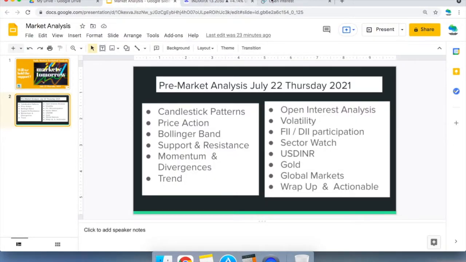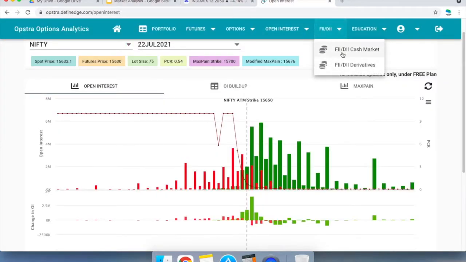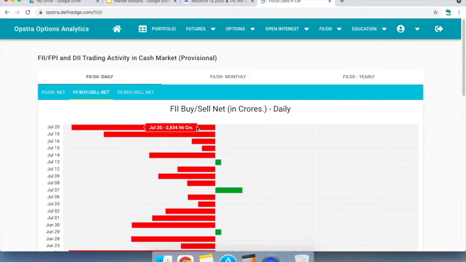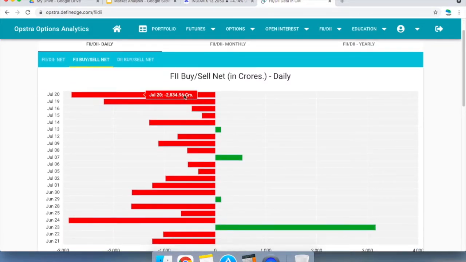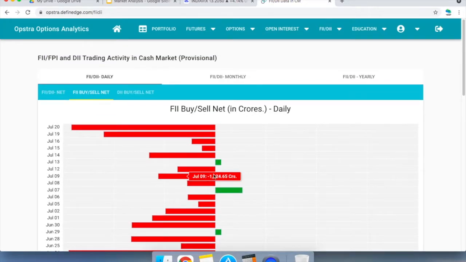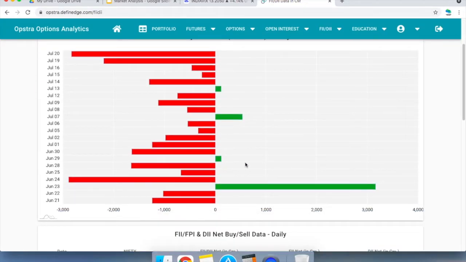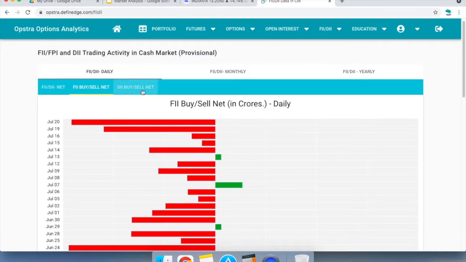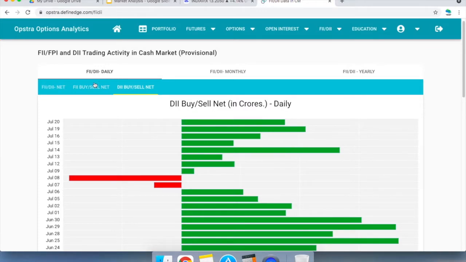Now FII participation. What is happening is FIIs were selling heavily, 2,800 crore rupees of selling happened over the last month. You can see that FIIs have been continuously selling for almost one month or so. There are hardly 3 or 4 days when they have been buying. So FII selling is a concern.